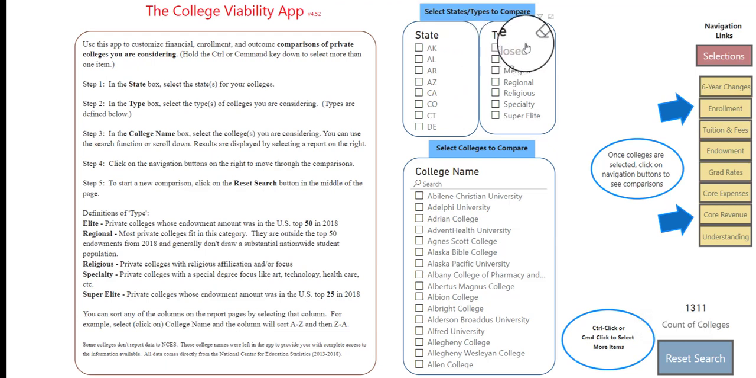Users can include types of colleges, and the types of colleges are defined on the bottom left-hand portion of the screen: elite, regional, religious, specialty, and super elite. Users can also use search by college name.